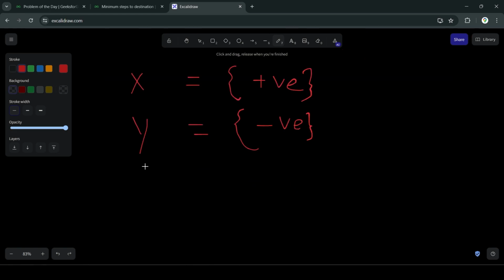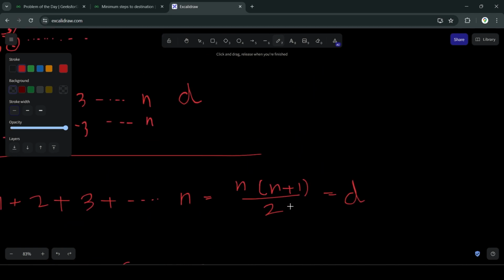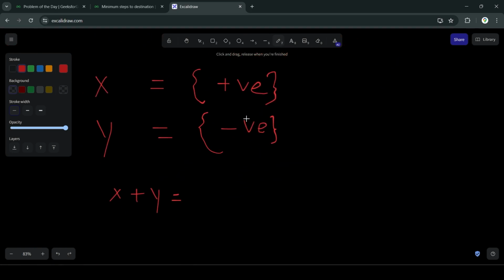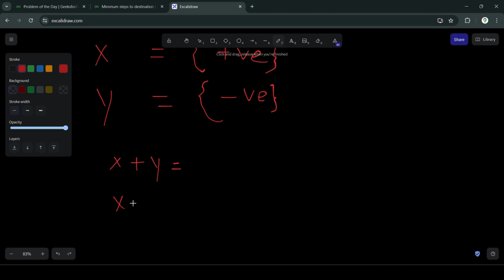So if we remove the negative sign from the y, then x plus y will be equal to the AP series sum, n into n plus 1 by 2. And if we use the negative sign also, then we can get x minus y, and that will be our destination. Means for x plus y, it is n into n plus 1 by 2, and for x minus y, it is the destination.